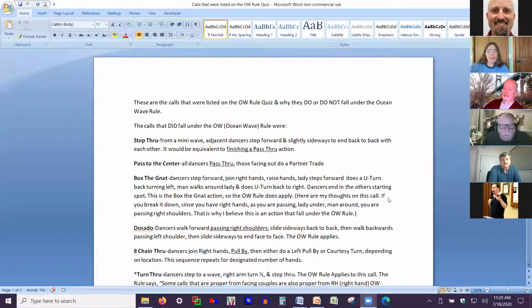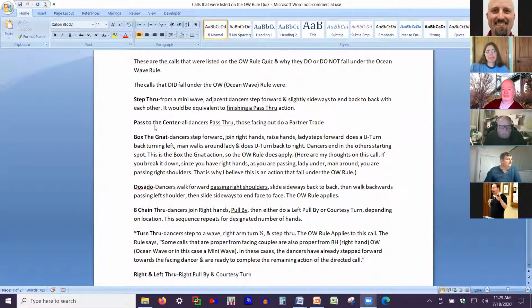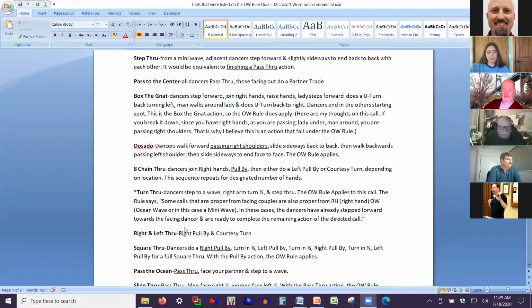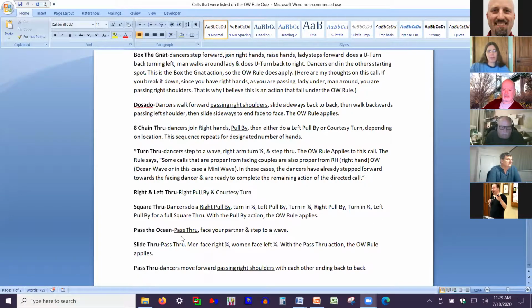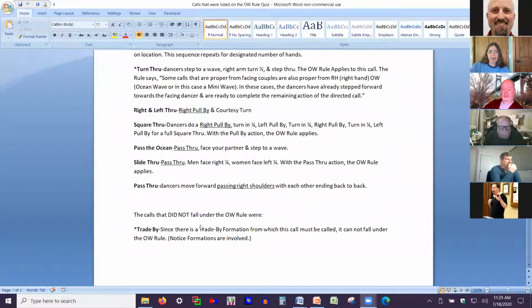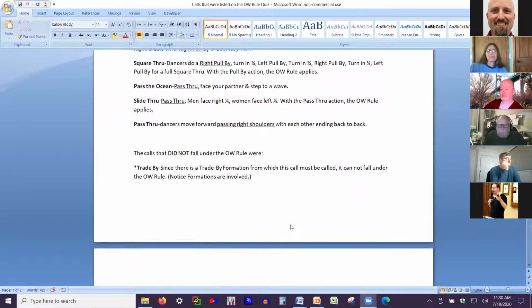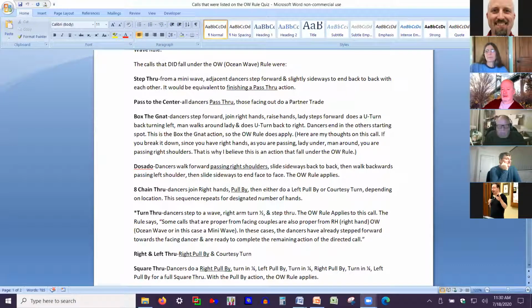Okay, well, this is the document where I was studying it, and it shows these are the calls that can be done, and they did fall under the ocean wave rule: step through, pass the center, box the gnat, do-si-do, 8-chain through, turn through, right and left through, square through, pass the ocean, slide through, and then trade by did not. Does that make any sense at all? Yeah, it does. Again, the question is, should you have that on your list so you don't have to go back and refer to this every time, for each call, does it apply or doesn't it?